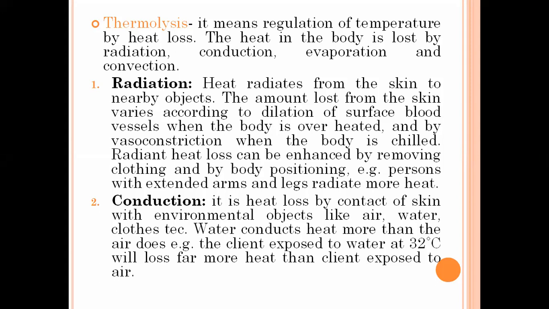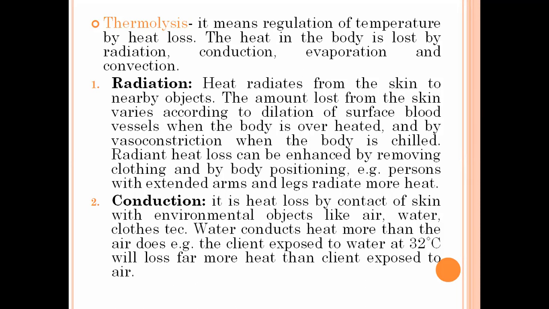What are the four types of heat loss by thermolysis? Everybody, are you all sleeping, or what are you doing? Radiation, conduction, evaporation, and convection. So which organ is responsible for regulation of body temperature? The hypothalamus. The hypothalamus is located in the brain. Okay, so let's see radiation.